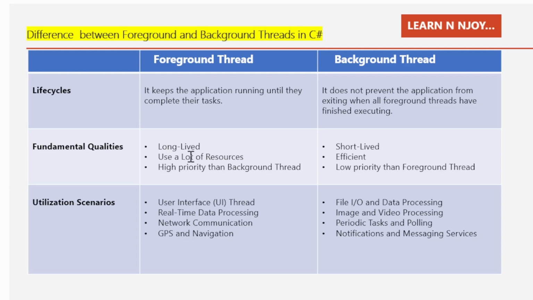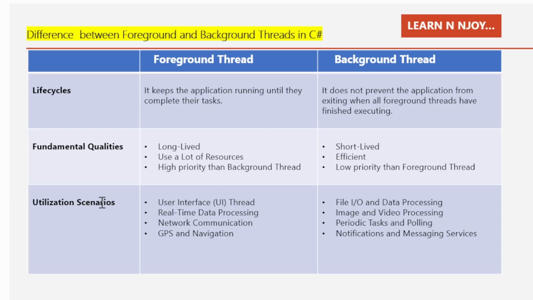When we talk about the fundamental qualities, foreground threads are long-lived, while background threads are short-lived. Foreground threads typically use a lot of system resources, whereas background threads are designed to be more efficient. Foreground threads have higher priority than background threads, meaning they are given more processing time, whereas background threads have a lower priority than foreground threads, allowing the application to prioritize foreground tasks.